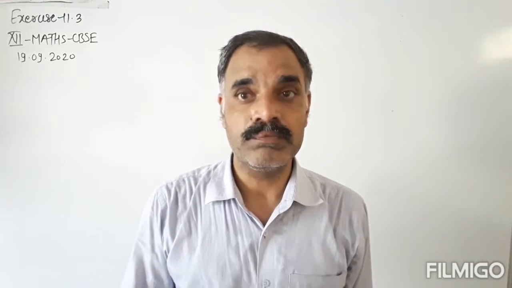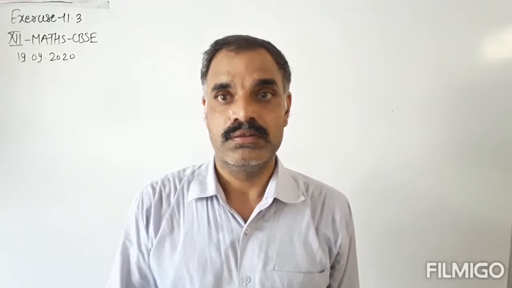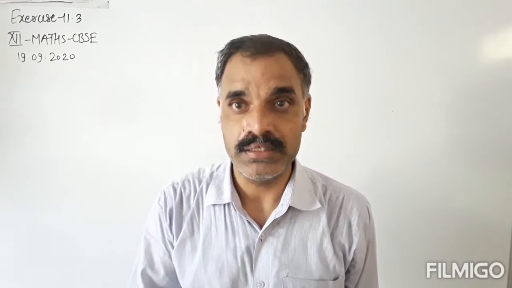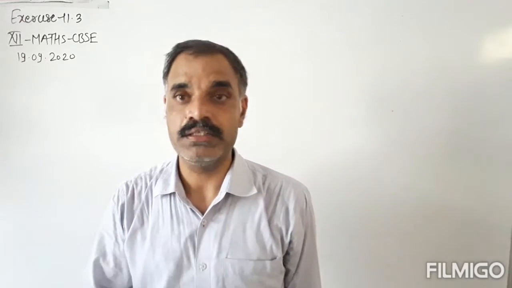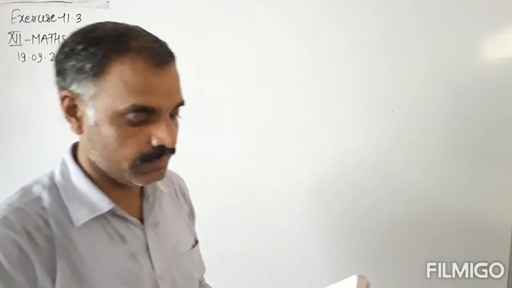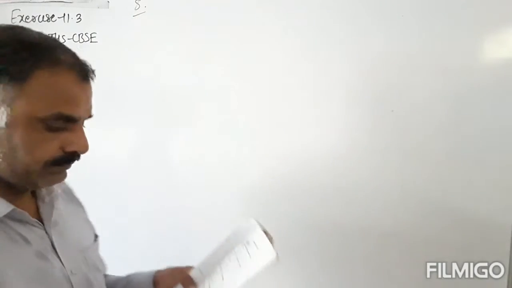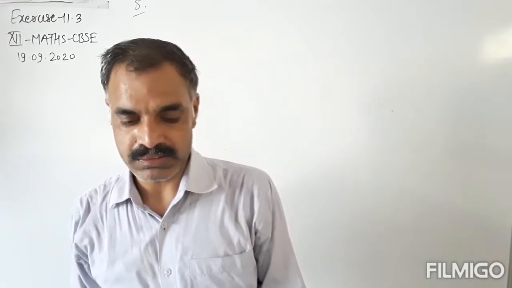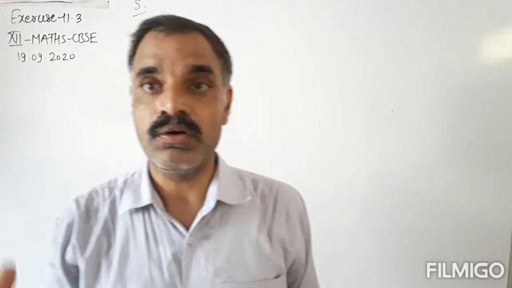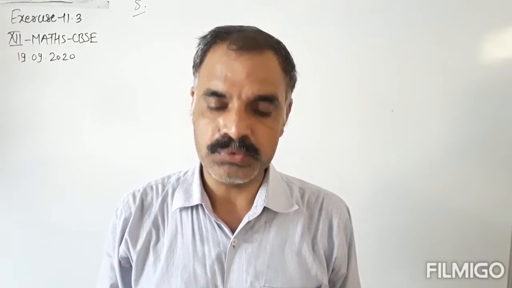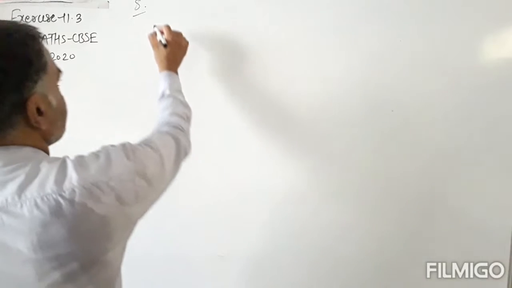Some of the questions, almost 7 questions, we have already done yesterday in the video. So today we will solve the remaining questions, from question number 8 till the end. Let us start with question number 8, which is: find the equation of the plane with intercept 3 on the y-axis and parallel to the ZOX plane.